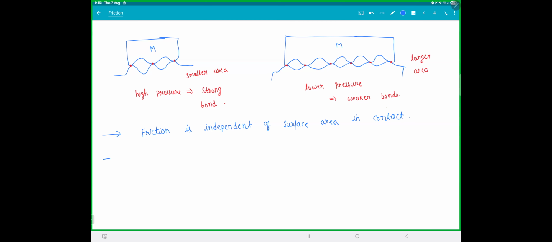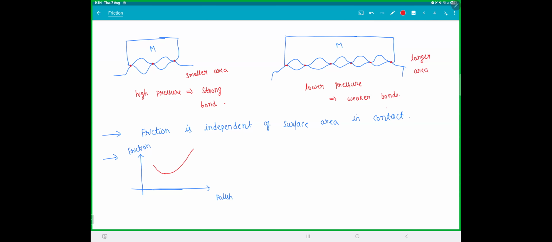Second thing, what happens if you polish a surface? If you take a surface and start polishing it, what happens to the friction? Something interesting happens. If you plot friction force versus polishing or smoothness, initially friction drops and then it rapidly increases.